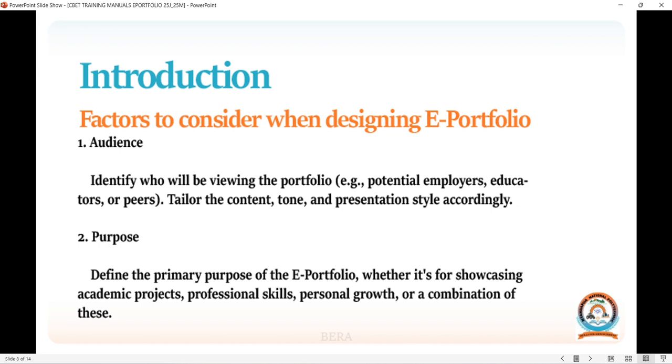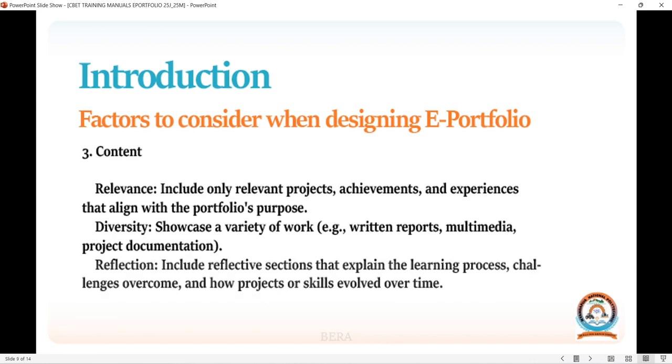Another factor, number 3, is the content. Remember, the content here, we are going to include only relevant projects, achievements, and experiences that align with the portfolio purpose. Don't add pictures of yourself, maybe when you are not inside the school, maybe for your social life. Don't include those pictures or evidence.